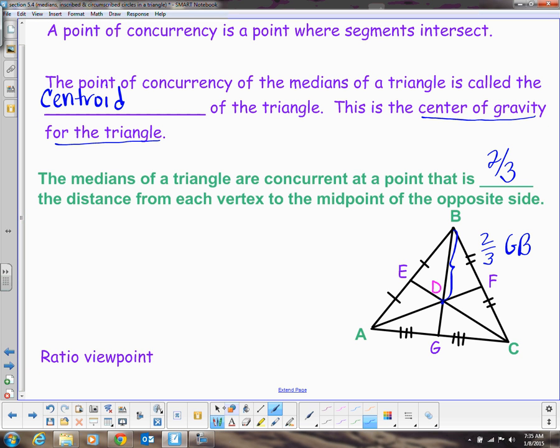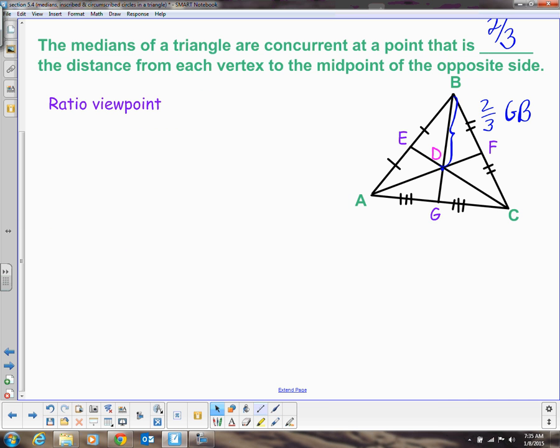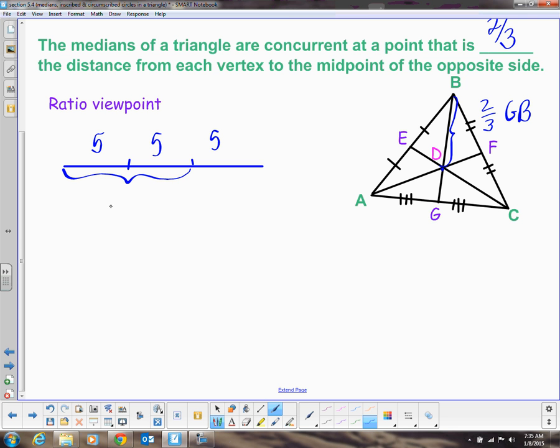Now I want to show you a ratio viewpoint because it'll make more sense. If I have a segment that is split into thirds, do you agree the thirds? If this is 5, then this is 5, and then this is 5. What is this? That would be 2 times 5, correct? And this is what? 1, 5. There's 2 5s and there's 1 5. This is a ratio viewpoint, meaning that from the vertex to the midpoint is a ratio of 2 to 1.